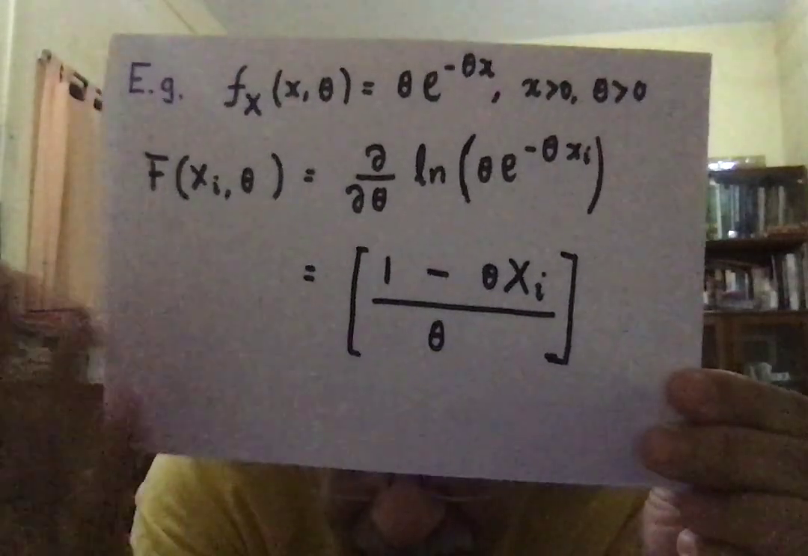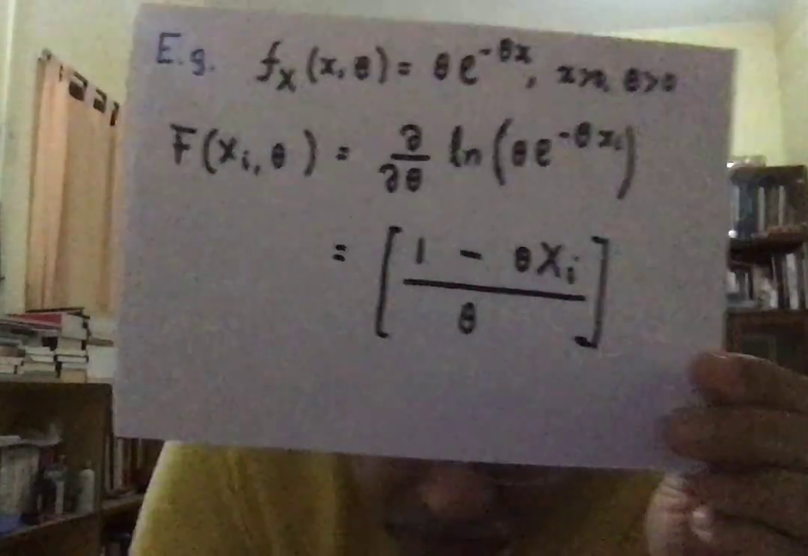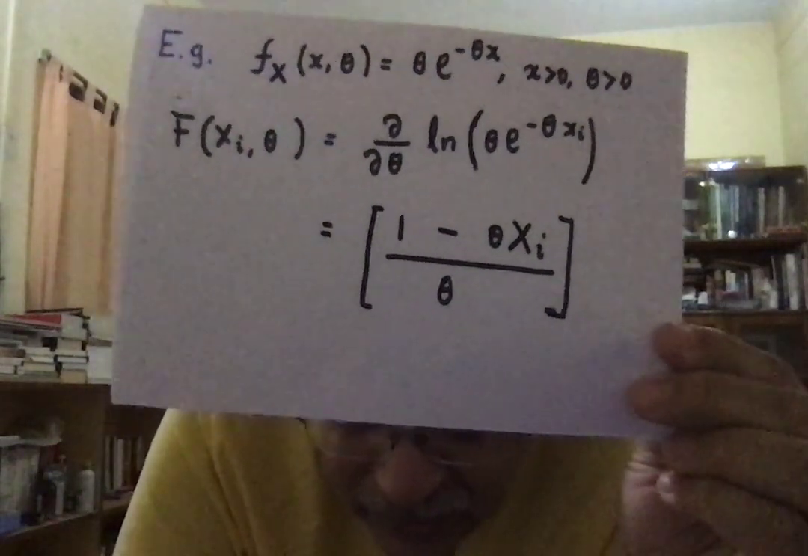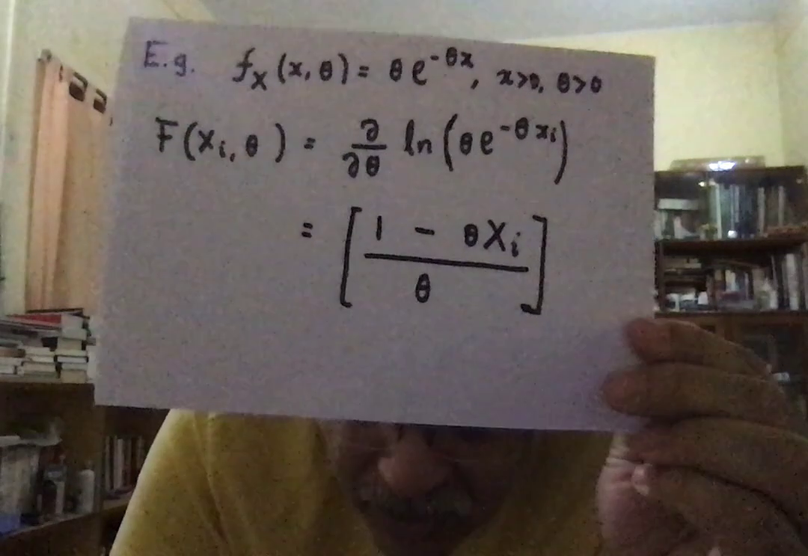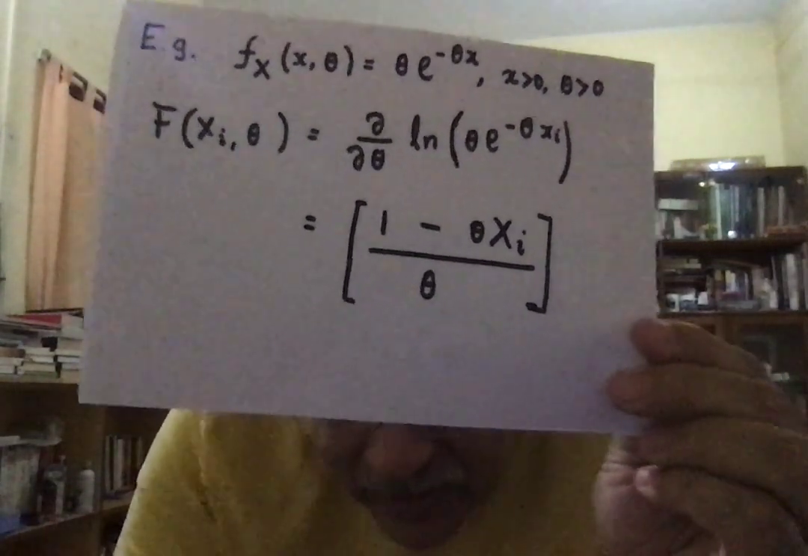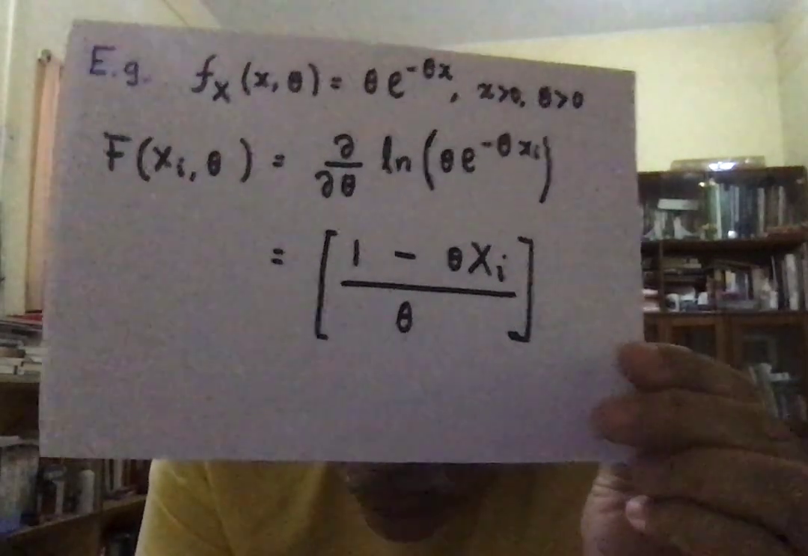And if I calculate the Fisher score for the ith observation, this is what I get. You see, this is a random variable. Obviously, it depends on xi and also depends on theta. Okay. Theta is of course a thing which is unknown, and that is what you are trying to know.